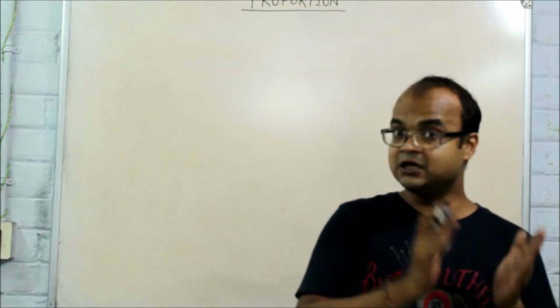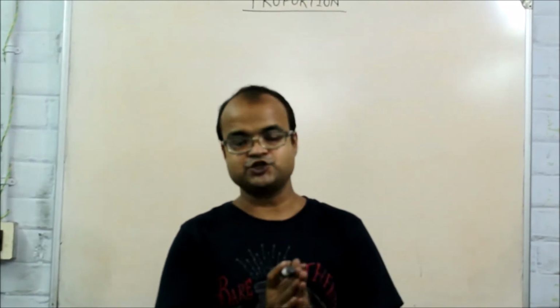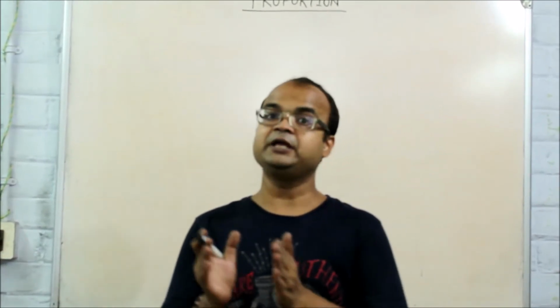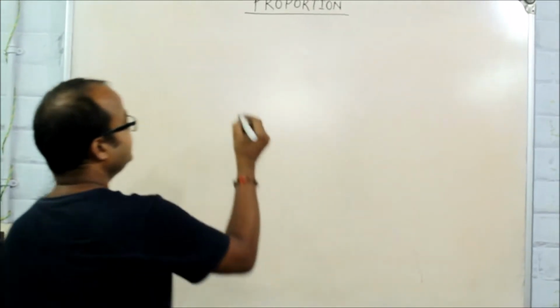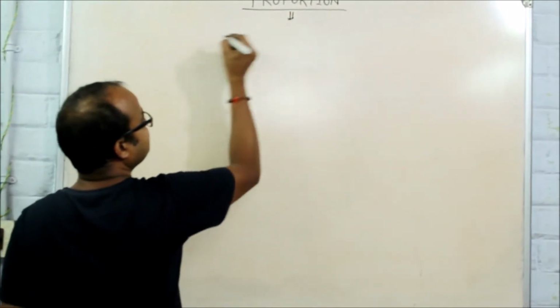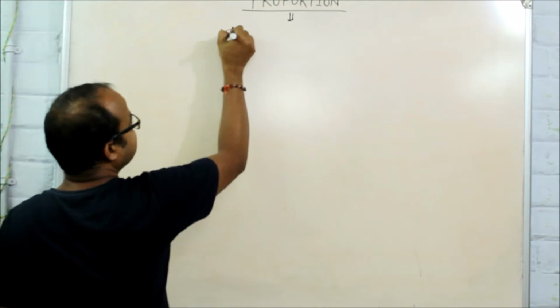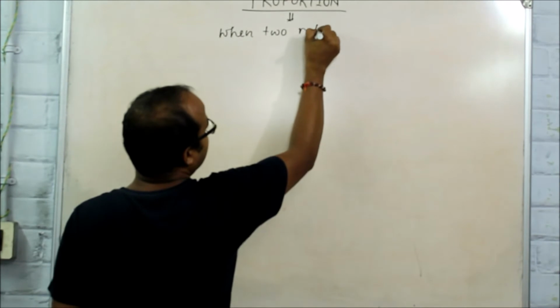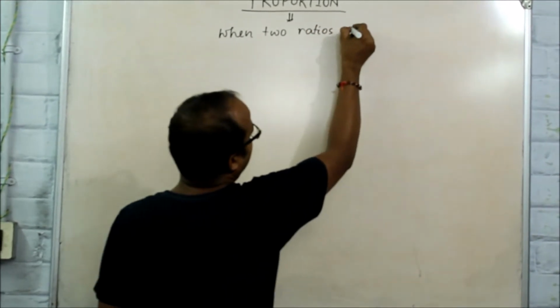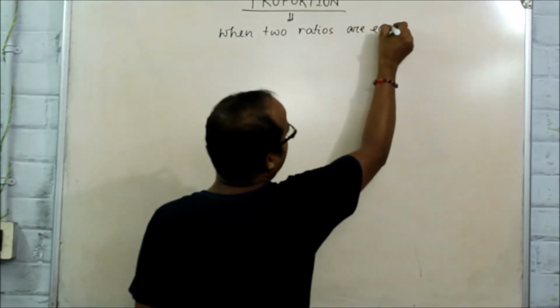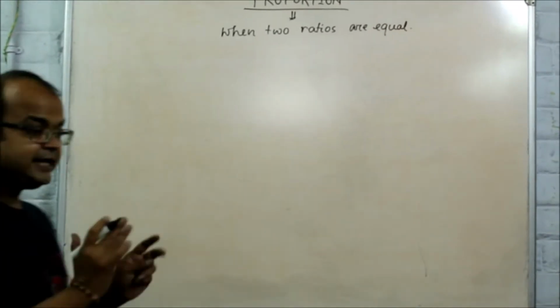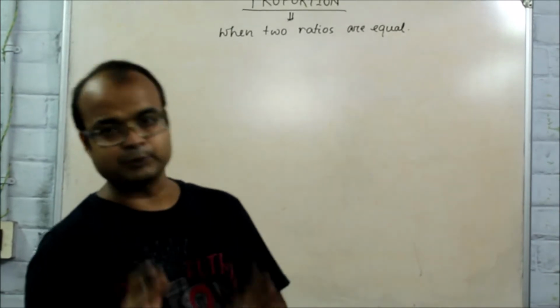We learned in the last part about the ratio. Now when two ratios are equal, they are said to be in proportion. So proportion means we can say that when two ratios are equal. When two ratios are equal, they are said to be in proportion.